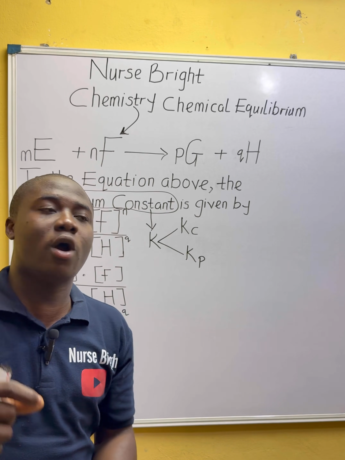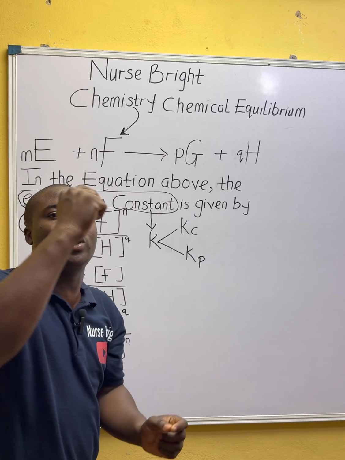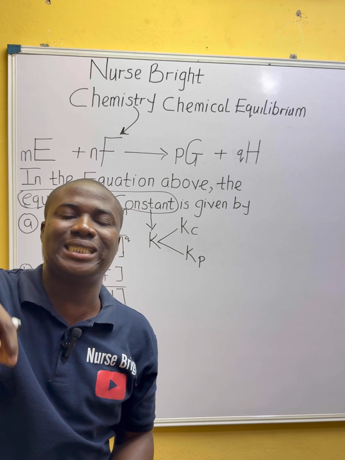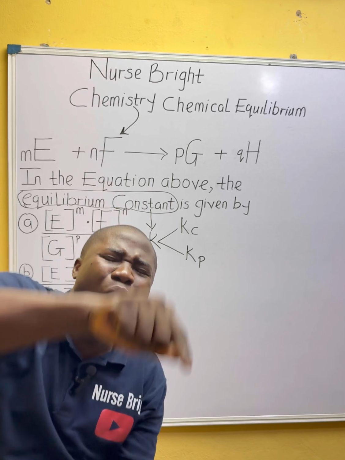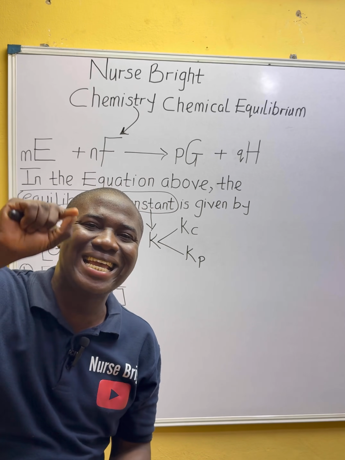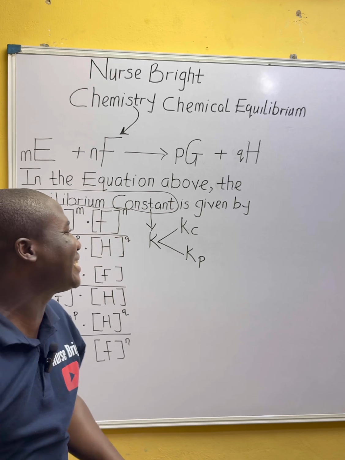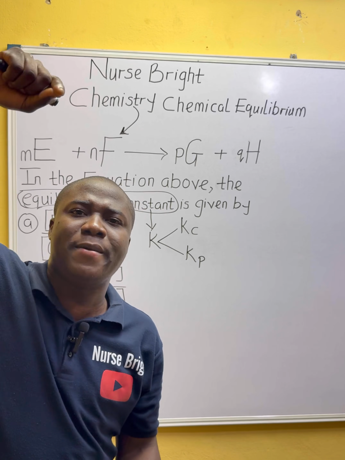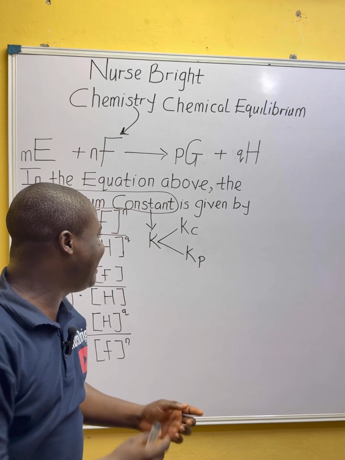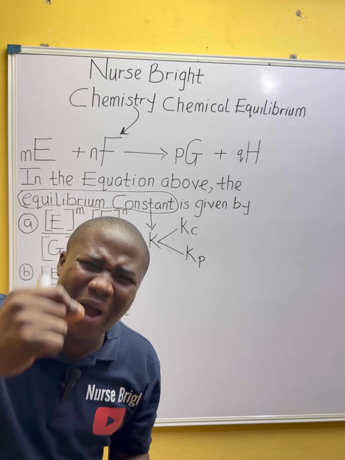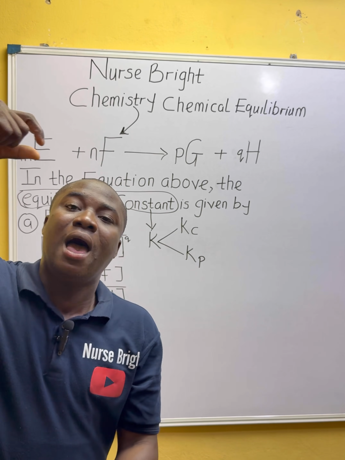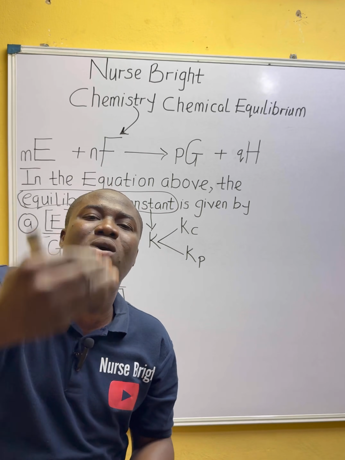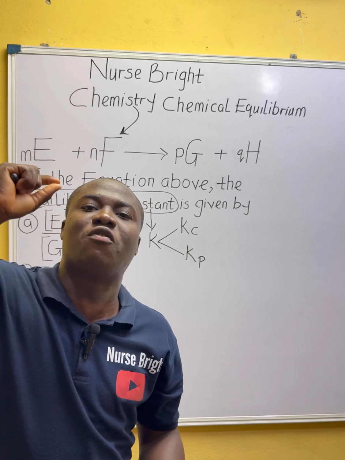So adding the word concentration to what K is, which is equilibrium constant, Kc becomes equilibrium constant written in terms of concentration. Whereas this P here simply means partial pressure. I did not say pressure, I said partial pressure. So adding them together, Kp becomes equilibrium constant expression written in terms of partial pressure.